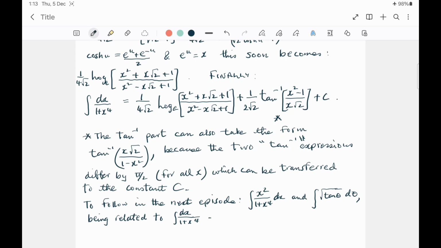Okay, so that ends that little bit, but I've just written down to follow in the next episode. You've got two integrals, x squared over 1 plus x to the fourth, and integral of square root of tan theta d theta. And these are related to the one we've just done, but I'll do that when I've recovered.